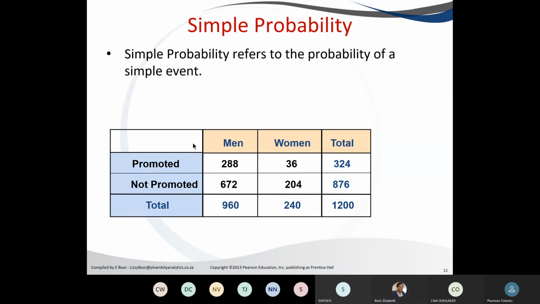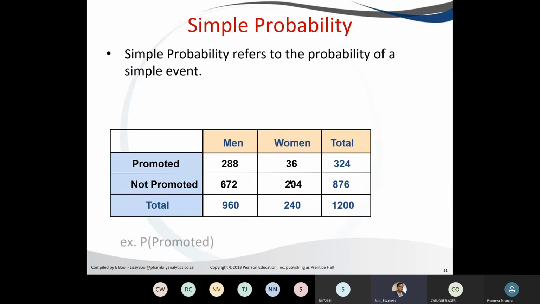From here, we are able to see clearly these are your joint events because it's a joint event of men and promoted. And the total gives you your simple event, because promoted, regardless of whether the person is a male or a female, there are 324. How then do we calculate this probability? So we will calculate the probability of promoted by using 324, and we will calculate the probability of men by using 960, because that is the simple event.